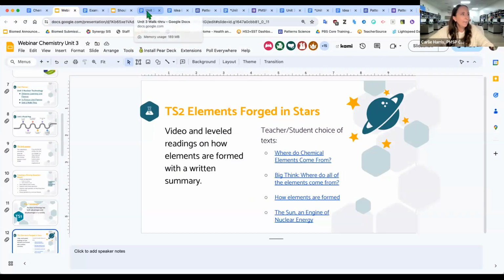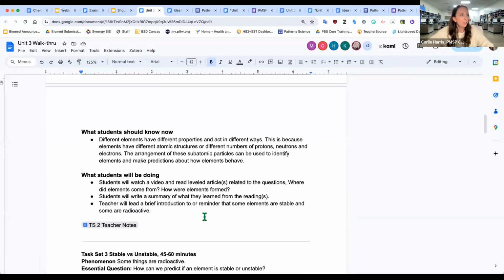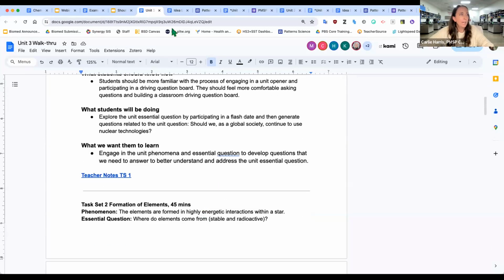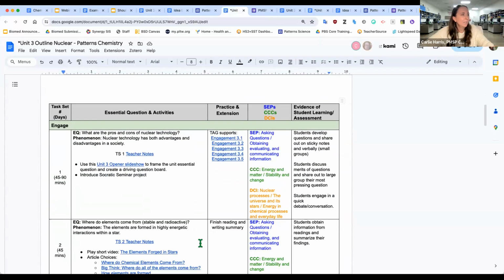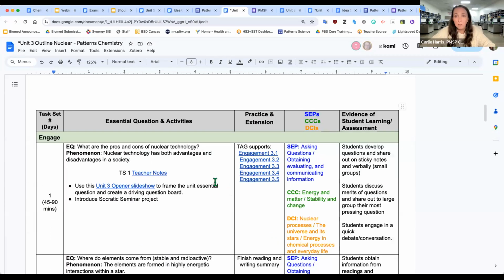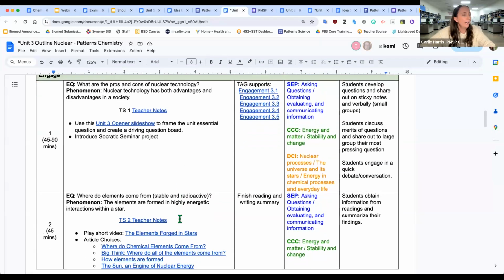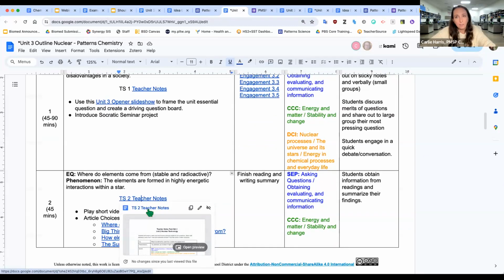Just to point out where these things are, you can access the teacher notes from our walkthrough, right? But the main way that we feel that teachers might be accessing their teacher notes and the resources is through our unit planner. So we did task set 1, and then we're now on to task set 2. So we have access to our teacher notes right here.